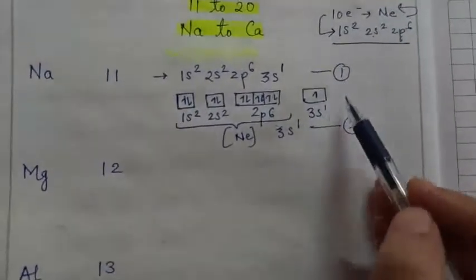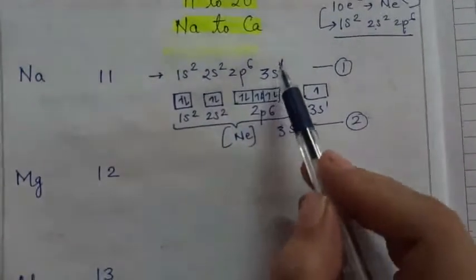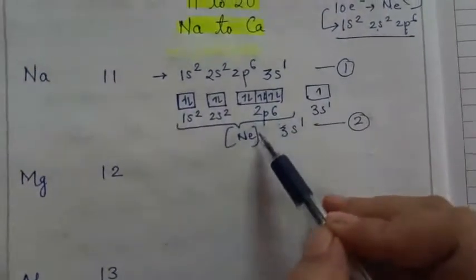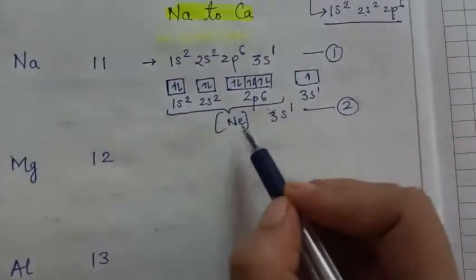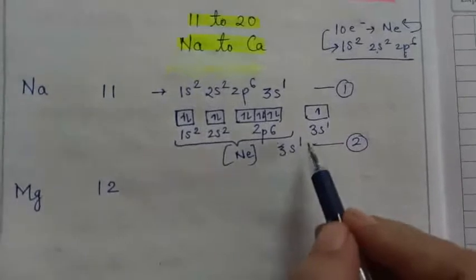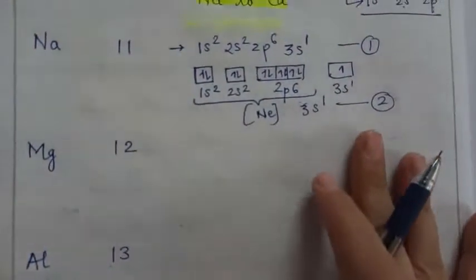तो यहाँ पे हमने दो तरीके सीखे कि कैसे कॉन्फ़िगरेशन लिखें. एक तो नॉर्मल तरीका है कि सारे ऑर्बिटल्स विद देयर इलेक्ट्रॉन्स आप लिख दें, और दूसरा है कि जितना हिस्सा नोबल गैस को रिप्रेजेंट करता है उतने हिस्से के लिए उसकी करस्पॉन्डिंग नोबल गैस लिखें और जो बचा हुआ पार्ट है वो एज इट इज लिख दें. So this was the configuration for sodium.